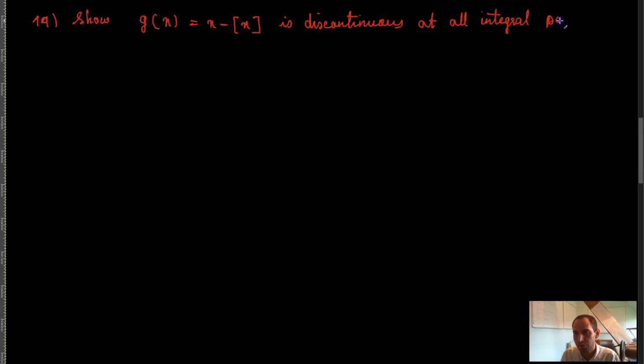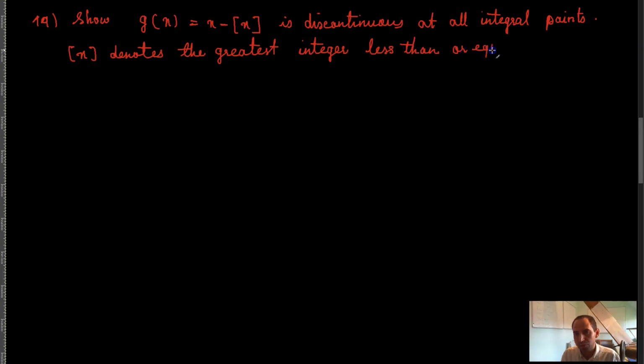the function defined by g of x, which is equal to x minus the greatest integer function, which is basically, this is the notation for it, is discontinuous at all integral points here, and of course basically this notation denotes the greatest integer less than or equal to x.